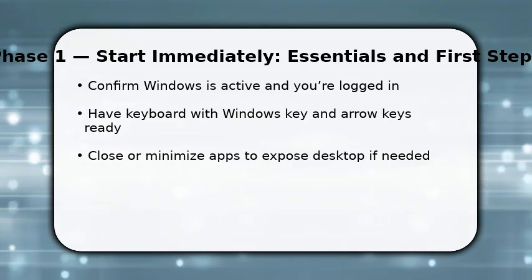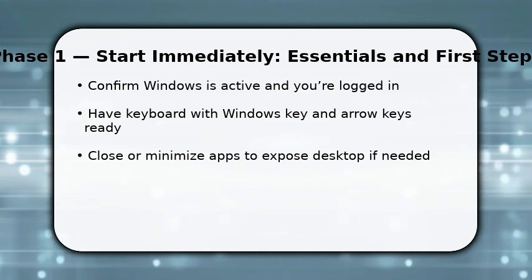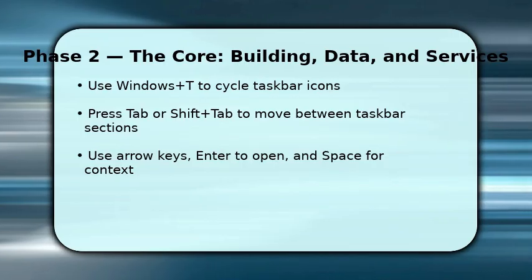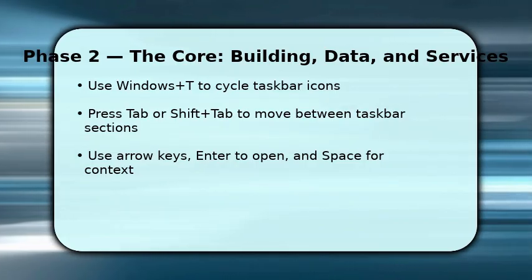Once the taskbar highlight is active, use left and right arrow keys to move between icons. You can also press Windows plus T repeatedly to cycle. If an icon groups multiple windows, press up arrow to open its thumbnail list, then navigate with arrows. Press Enter to open or restore a window, or press space to open a quick preview.